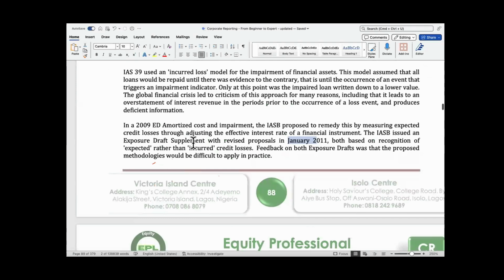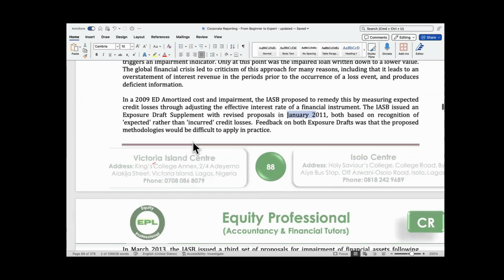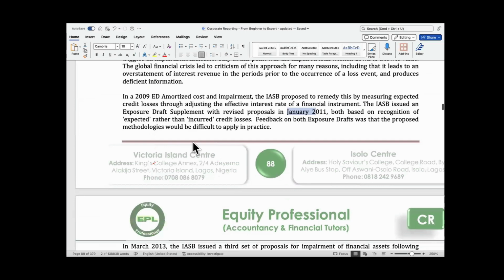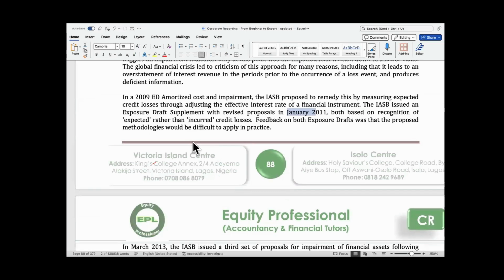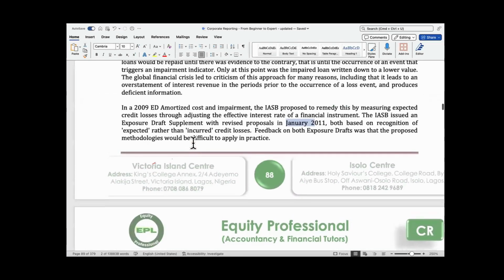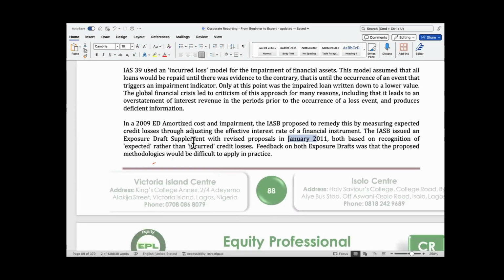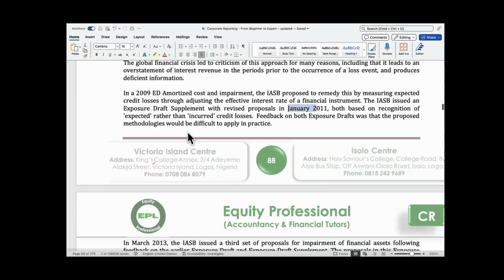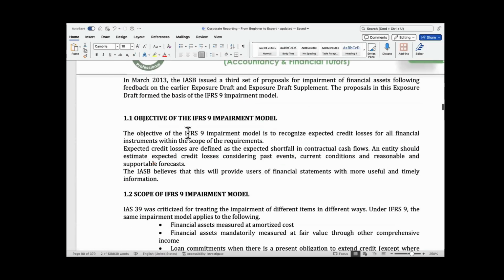We call that incurred loss model. I said incurred loss model. We call that expected credit loss model. It's the incurred loss model we were using before, but now they came up with the expected credit loss model. So they abandoned the incurred for the expected. Okay, and that's what this IFRS 9 impairment loss model is really talking about.